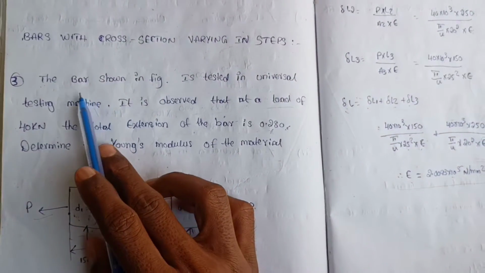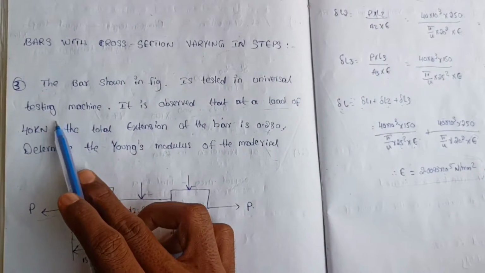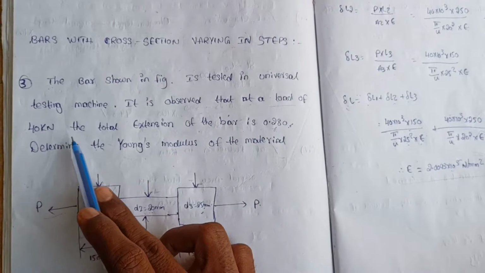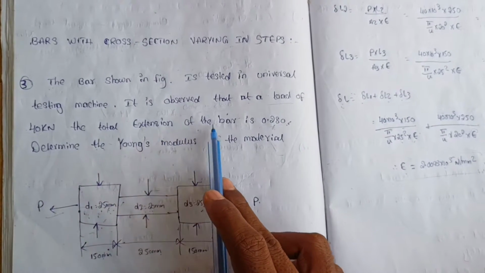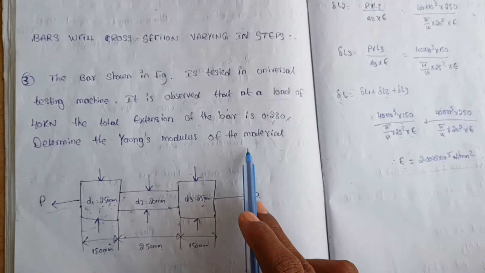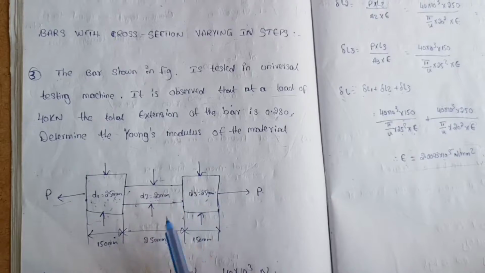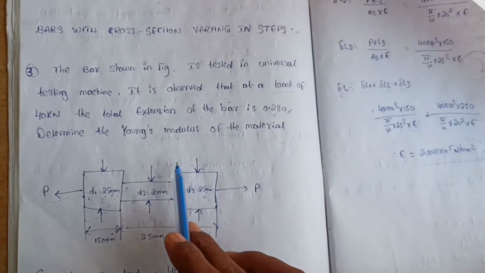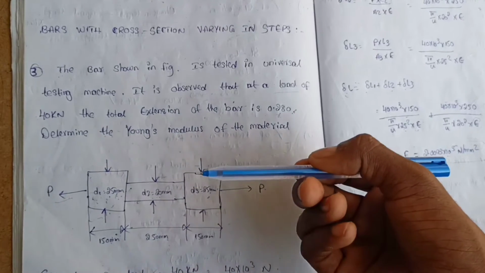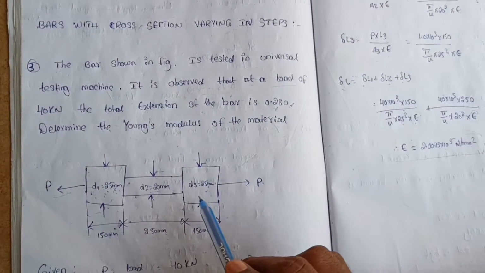So here the bar shown in the figure is tested in a universal testing machine. It is observed that at a load of 40 kilonewtons, the total extension of the bar is 0.280. Determine the Young's modulus of the material. In some cases they will give a figure. In some cases they will not give the figure, but they give all the information regarding this type of sketch.